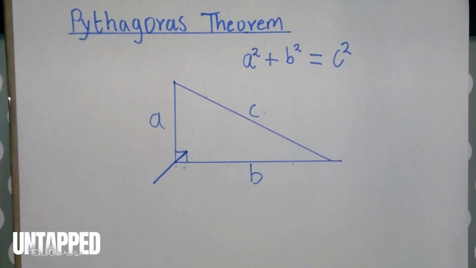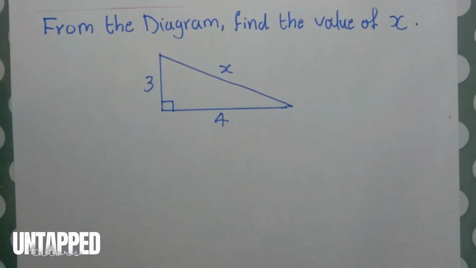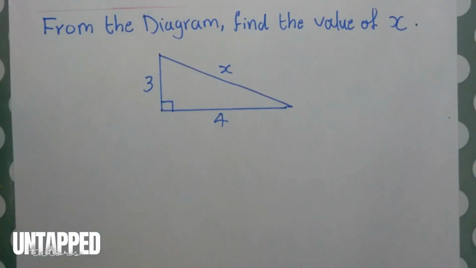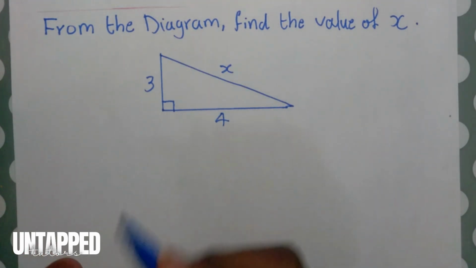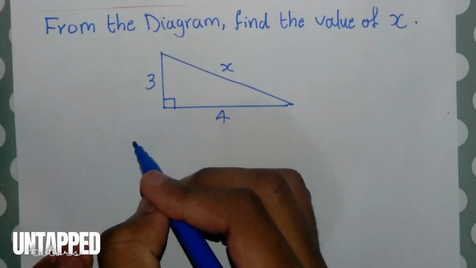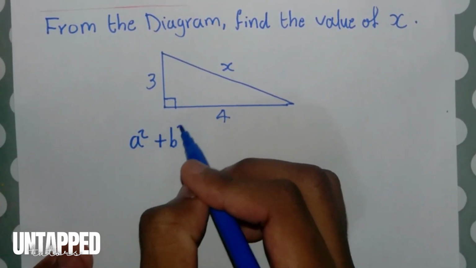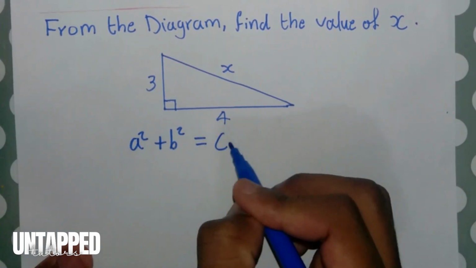So now let's look at an example. From the diagram, find the value of x. So as you can see, we have a right angled triangle and we are asked to find the value of x. So since this is a right angled triangle, we know we can use the Pythagoras theorem. First thing we need to do, we write down the formula for the Pythagoras theorem. A squared plus b squared is equal to c squared.